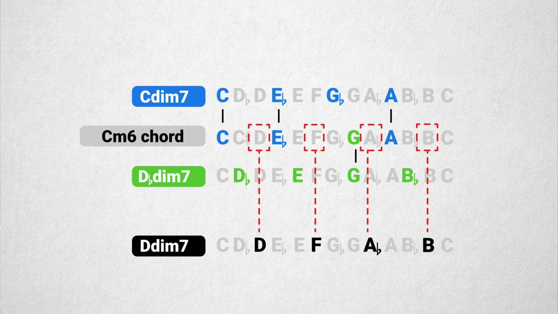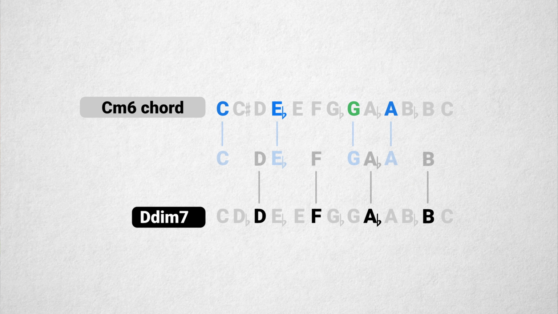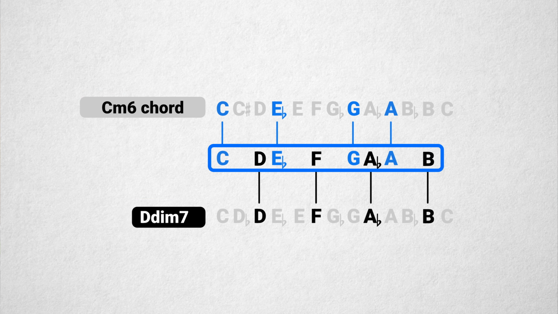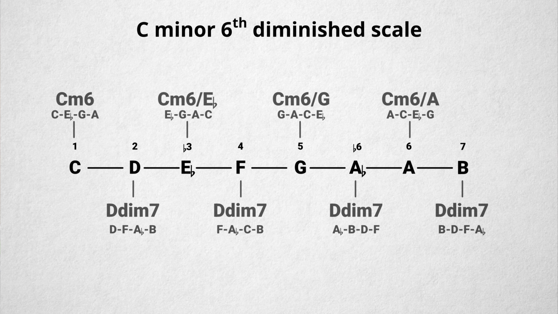We'll add the missing diminished chord, the D diminished 7, D, F, A flat and C flat, to the C minor 6 chord, and this results in an 8-note scale that forms the C minor 6 diminished scale. C, D, E flat, F, G, A flat, A and B. The harmonized scale in which the C minor 6 chord alters with the D diminished 7 chord would sound like this.